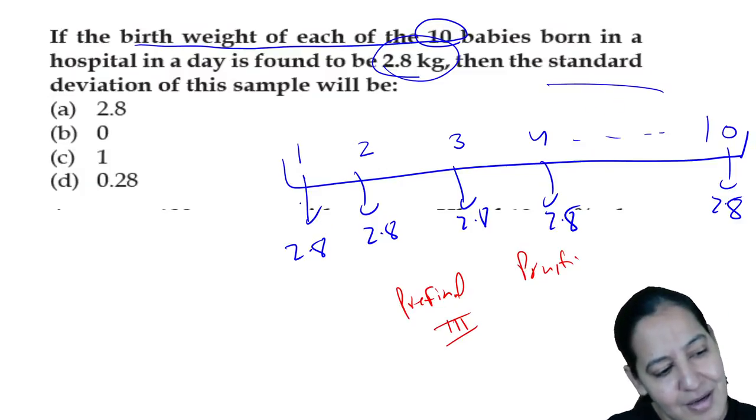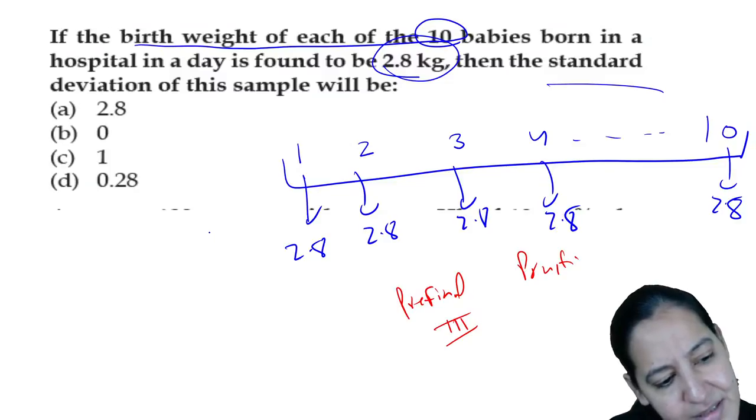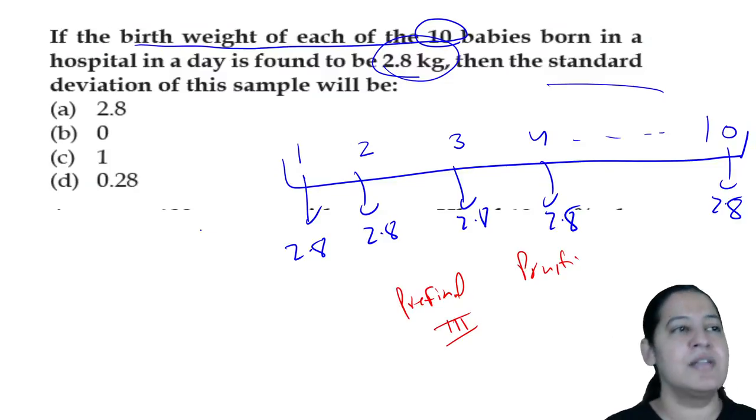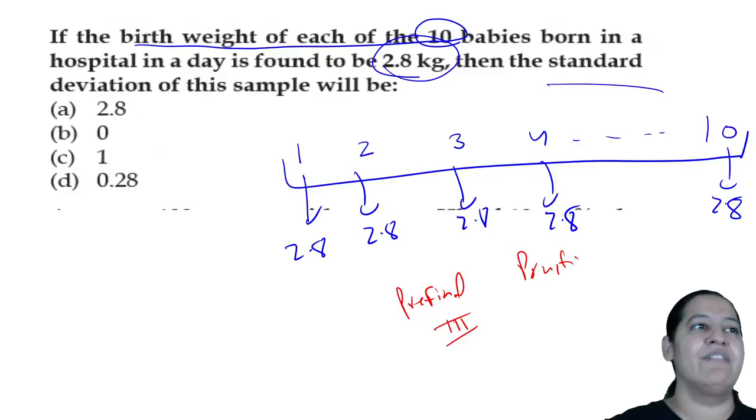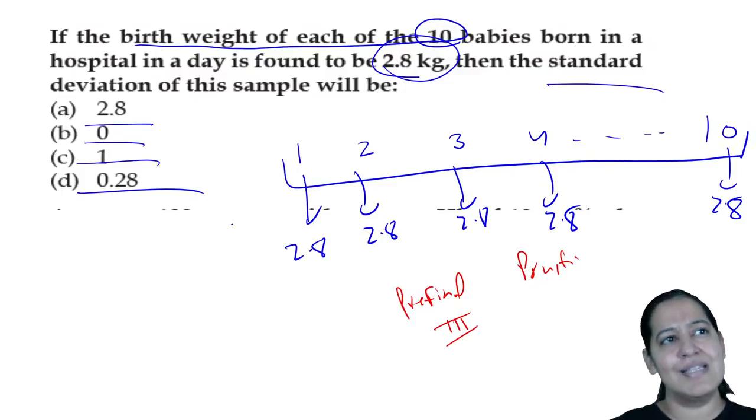Ashish, Milan, Anish, Amish, anyone else? Yes. What will be the standard deviation? Hemendra Singh, anyone? Is it 2.8? Is it 0? Is it 1? Is it 0.28? What will be the standard deviation in this scenario? Very little information is given in the question, but that is sufficient.